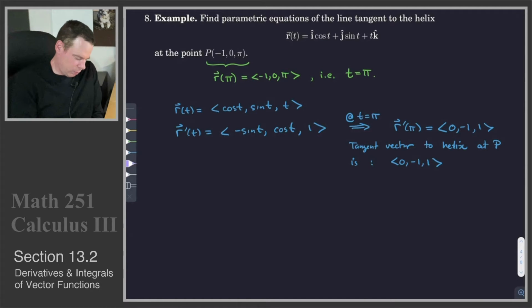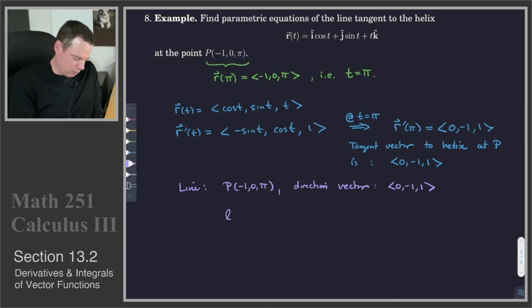So now we can go ahead and construct the tangent line. To construct the tangent line, I need to know a point, which I have, (-1, 0, pi). I need to know a direction vector, which I have. That's what I just computed using the derivative, (0, -1, 1). And so we can go ahead and construct the line.